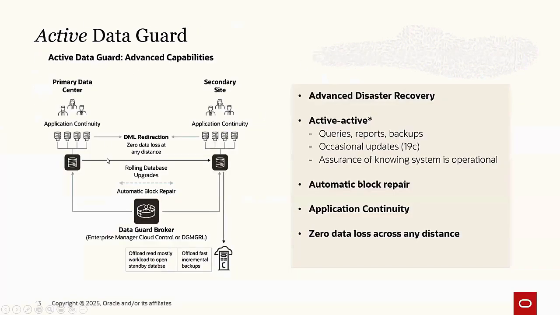So Active Data Guard means you're constantly in a situation of your queries, your reports, or backups, occasional updates, starting with 19c and now, of course, with 23ai. You have automatic block repair, application continuity across the board as well, and zero data loss at any distance.